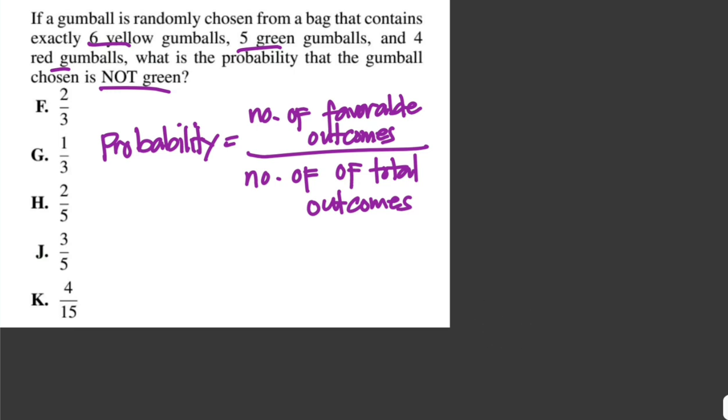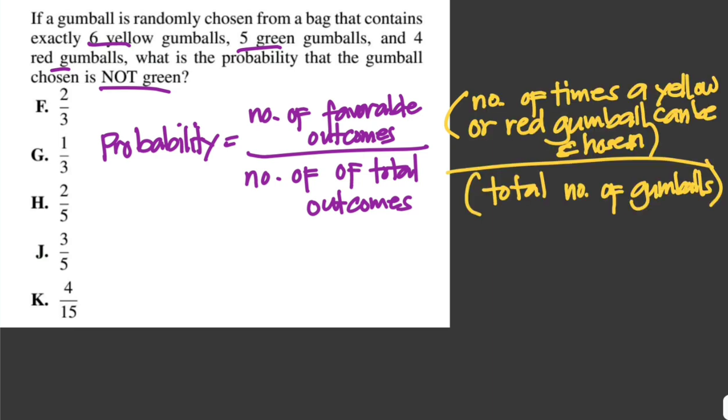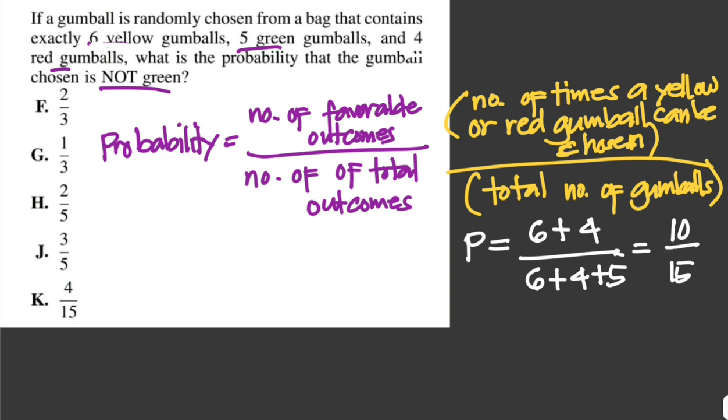So in this case, the number of favorable outcomes will be the number of times a yellow or red gumball can be chosen, and the number of total outcomes is the total number of gumballs. Now the number of favorable outcomes is 10 because there are 6 yellow and 4 red gumballs, and the total number of outcomes is we just add up all of the gumballs. So the probability equals the number of yellow plus the number of red, divided by the total number of gumballs, which is the sum of all of the gumballs. And this is just 10 over 15. Therefore, the probability of the gumball not being green is 10 over 15.